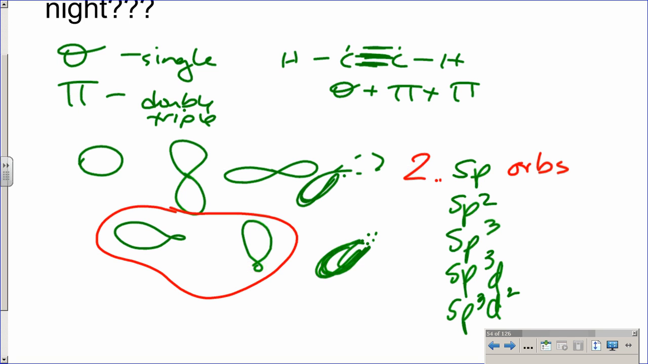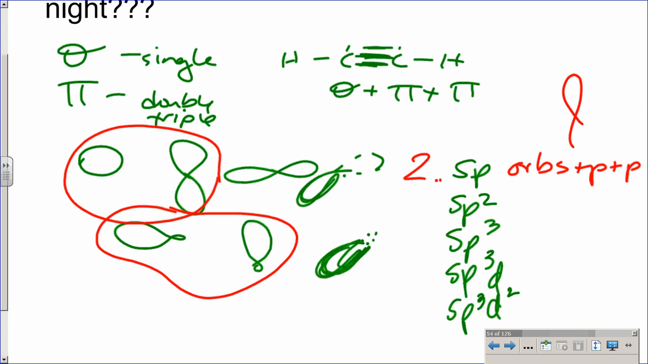Okay, so we got s, p, p, p. We took these 2, smushed them together, and we made these 2 hybridized orbitals. They just look funny. It's okay. We like them anyway. So we got these 2 left. So guess what? We have 2 sp hybridized orbitals plus another p orbital plus another p orbital that are not hybridized. They're just in normal shape. You know, they look normal.